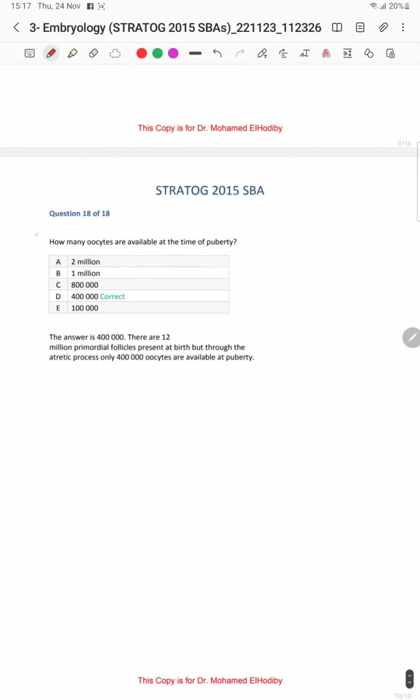Now the last question of this series. How many oocytes are available at the time of puberty? The answer is 400,000. There are 12 million primordial follicles present at birth, but through the atretic process only 400,000, or 4 lakh, are available at puberty.